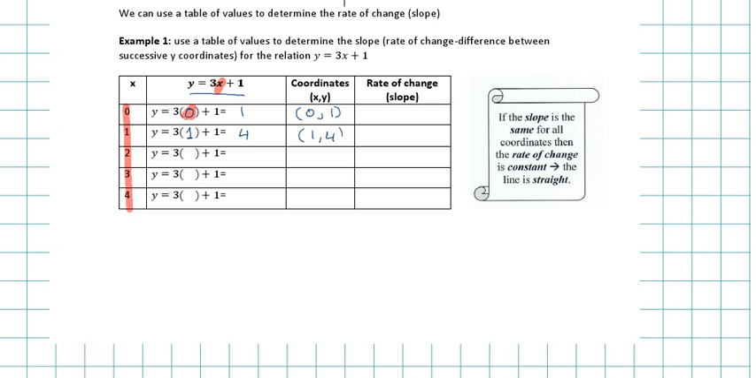3 times 2 plus 1. Again, I'm getting these values from the x table of values, right? 6 plus 1 is 7. 3 times 3 plus 1 is 10. 3 times 4 plus 1 is 13. So these are my points.